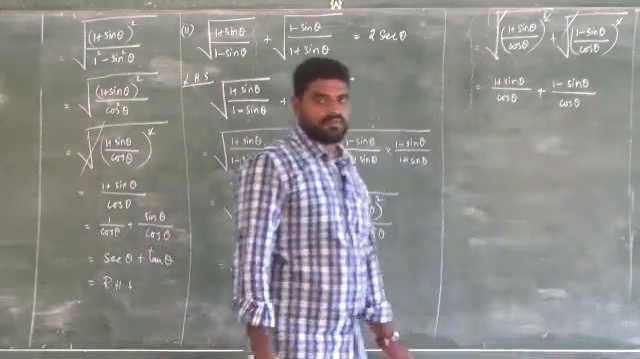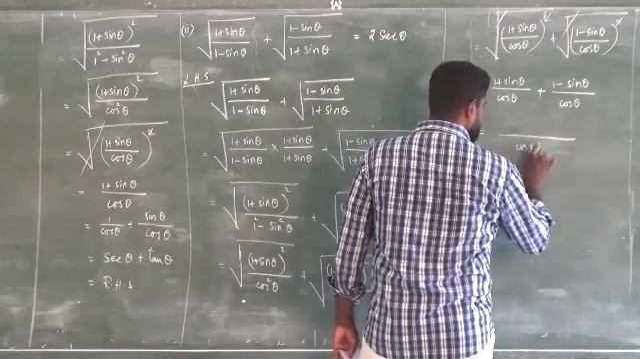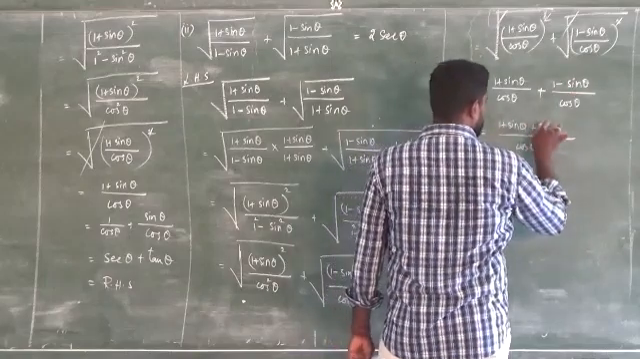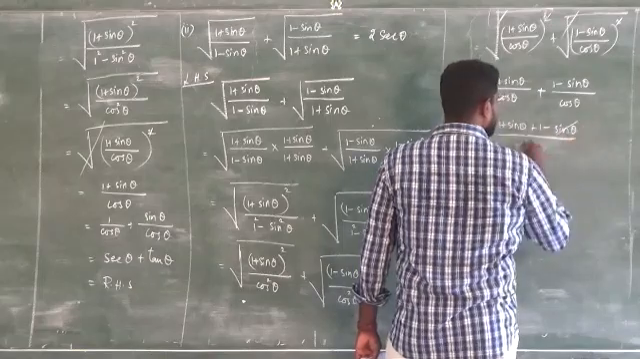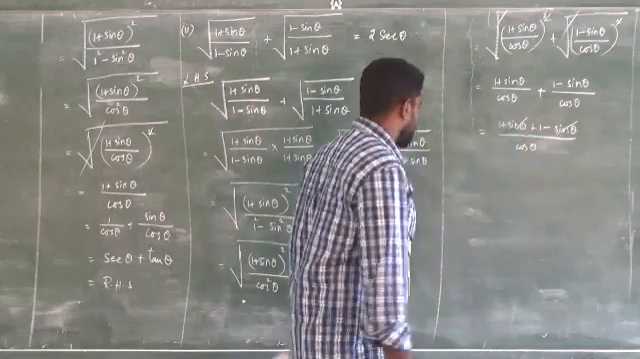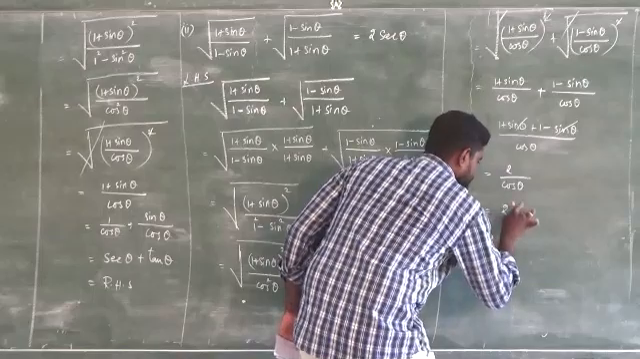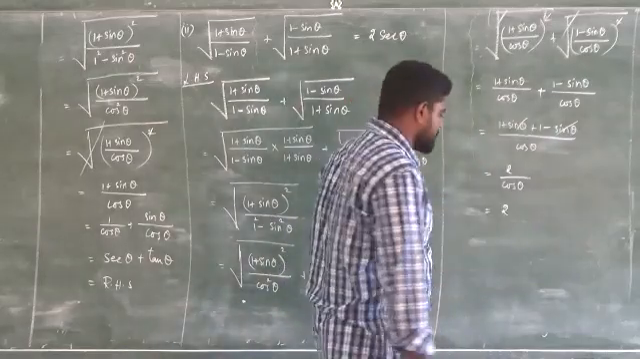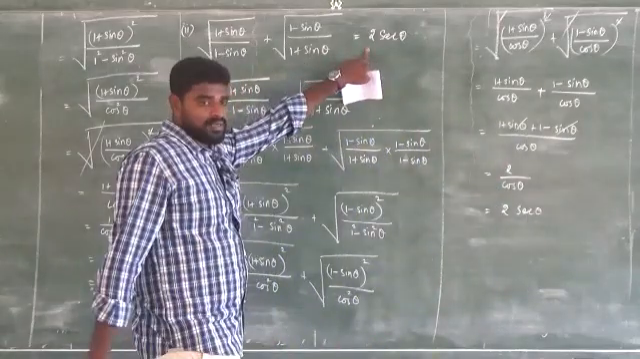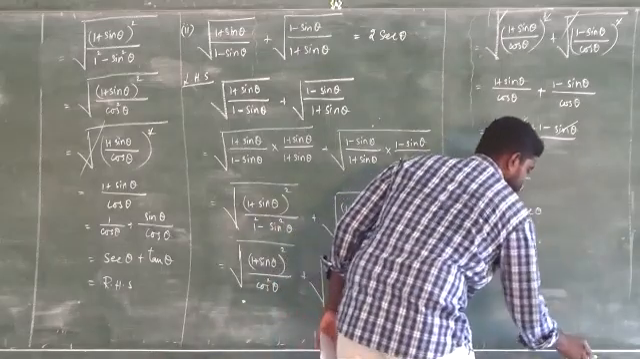Here the denominators are equal, so we can add the numerators. The LCM is cos theta, with numerator 1 plus sin theta plus 1 minus sin theta. Sin theta and minus sin theta cancel, and 1 plus 1 is 2. So 2 by cos theta, and the reciprocal of cos theta is secant theta. So 2 secant theta, that is the RHS. Hence proved, the two root values become 2 secant theta.